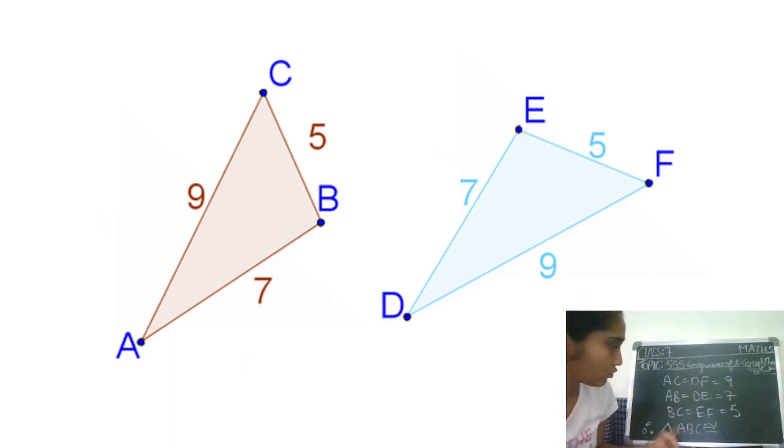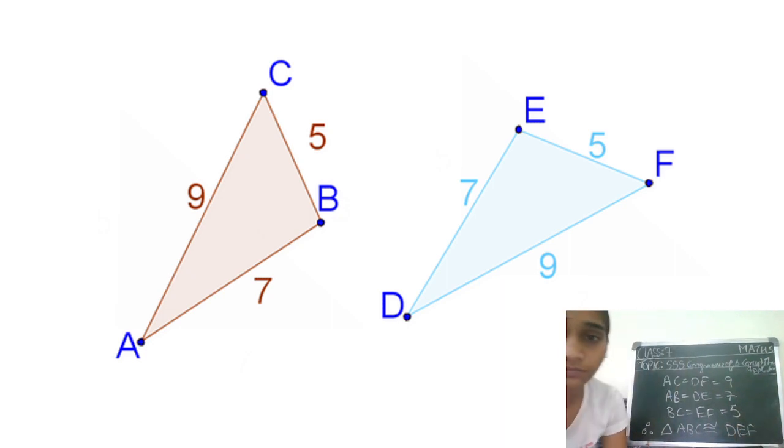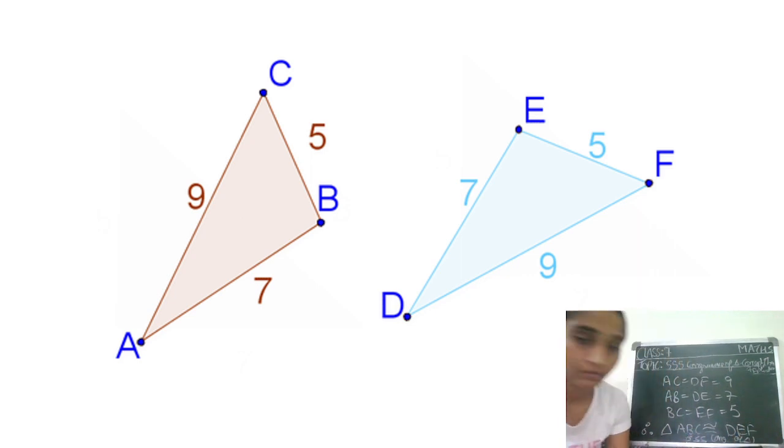so students, AB is corresponding to DE, and BC is corresponding to EF. So we can write over here it is DEF. Right? Yes. It is by the SSS congruence of triangles. Very good, students.